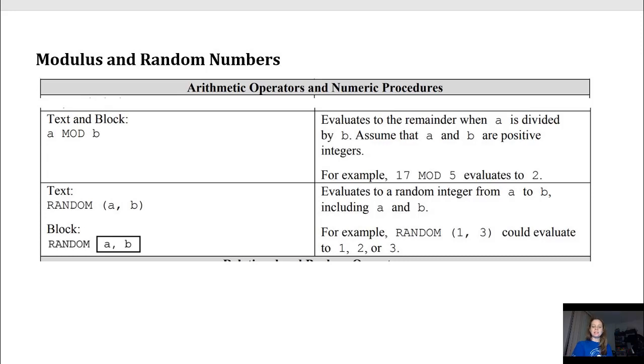Hi, I'm Miss Hall, and in this lesson we're going to look at modulus and random numbers. We begin with the pseudocode of how modulus and random numbers look on the AP Computer Science Principles exam.